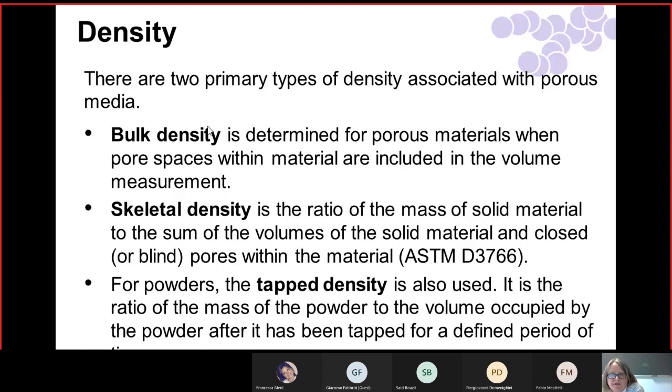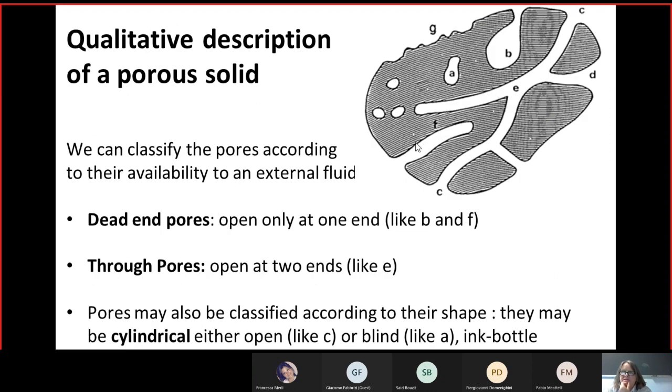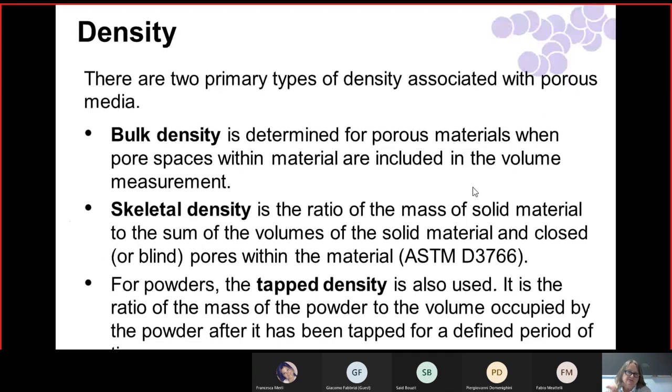Skeletal density is the ratio of the mass of the solid material to the sum of the volumes of the solid material and the closed or blind pores. So when I do skeletal, I'm only going to look at the solid material. With aerogels, we do both bulk and skeletal density. If you have a powder, it's a little harder to get that density. So there's also something called tap density, which is the ratio of the mass of powder to the volume occupied by the powder after tapping. Physically, you're taking something and tapping it down to try to fill the spaces.